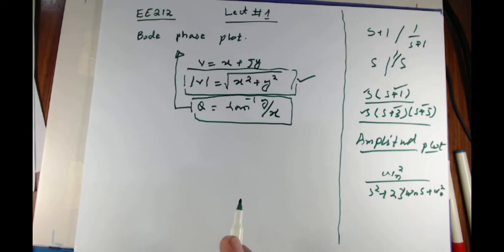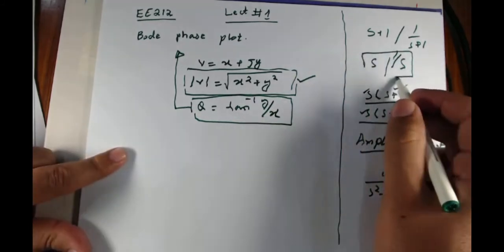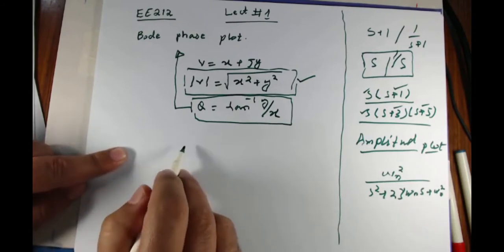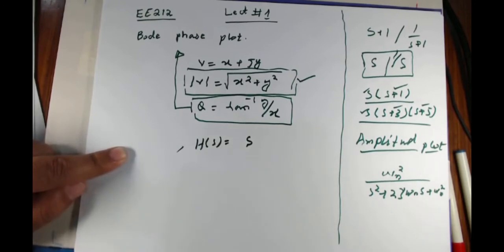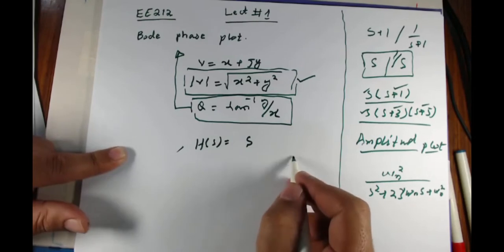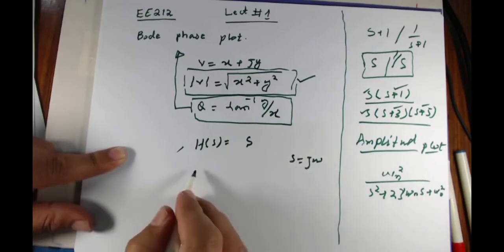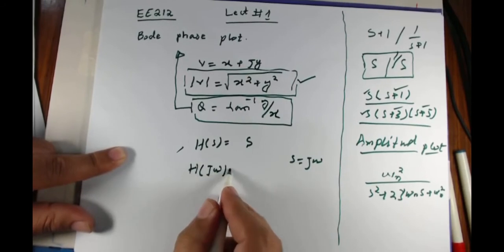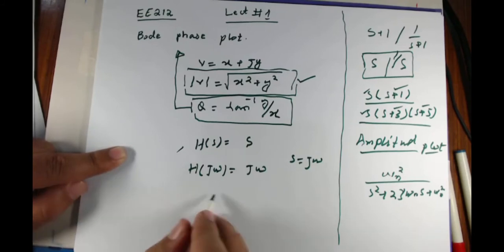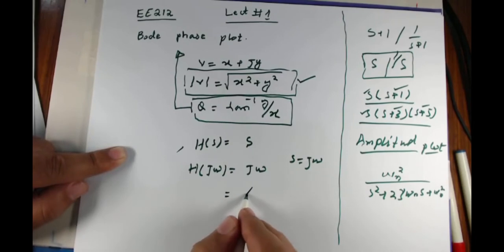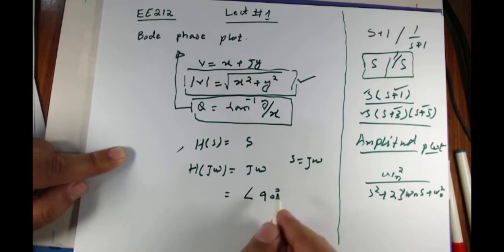So we will start the same way, with a zero or pole at the origin. Let's say we have a transfer function of the form h of s equal to just s. Let s equal j omega, so we can write h of j omega equal to j omega. You know what its amplitude will be, but we are only interested in phase. What will be its phase? Of course, it will be 90 degree.